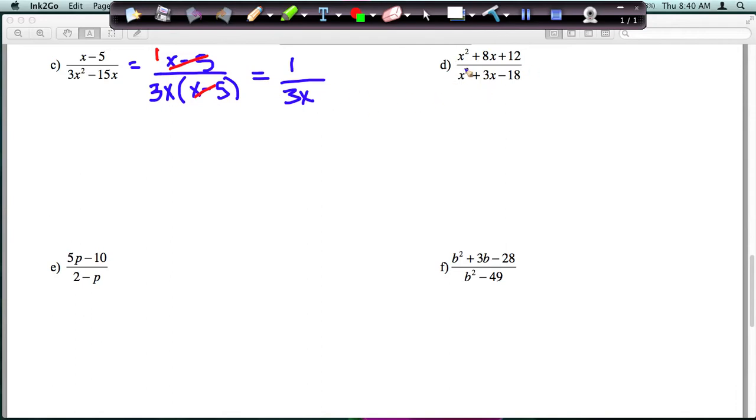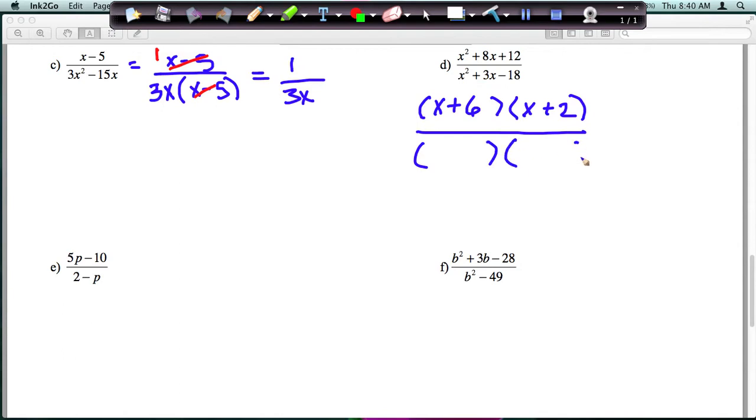Okay, next, we have trinomials that we need to factor, and these are the easier ones because the number in front of x squared is 1. So I'm just looking for two numbers that multiply to be 12 and add to be 8. And that would be 6 and 2. Those multiply to be a positive 12 and add to be a positive 8. Same thing with the denominator. There's only the number 1 in front of x squared, so I need two numbers that multiply to be negative 18 and add to be a positive 6.